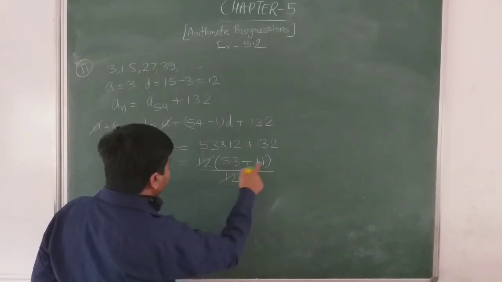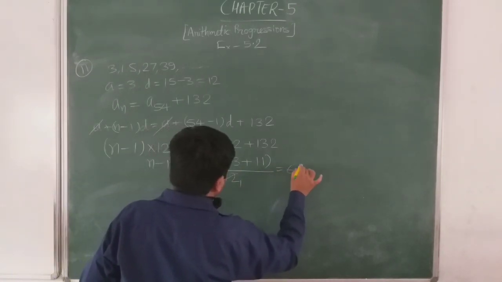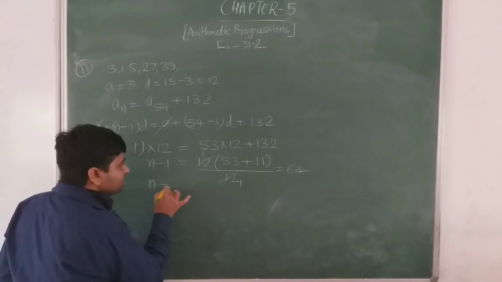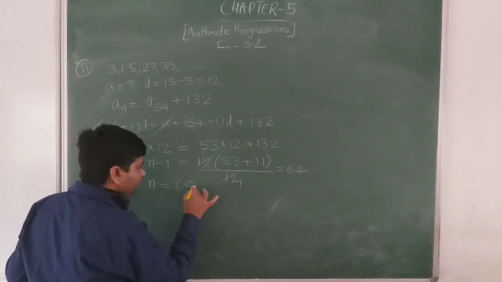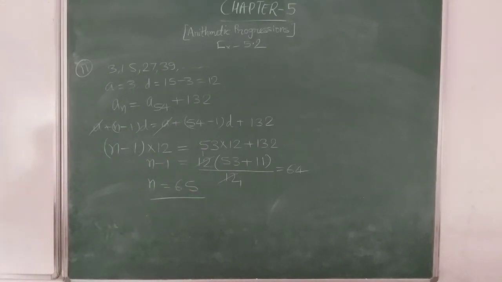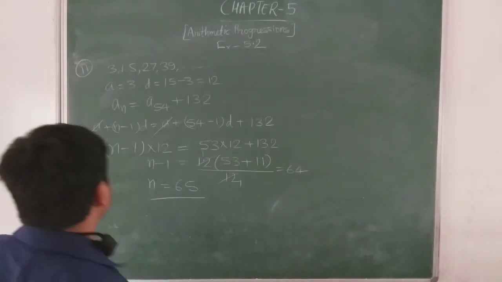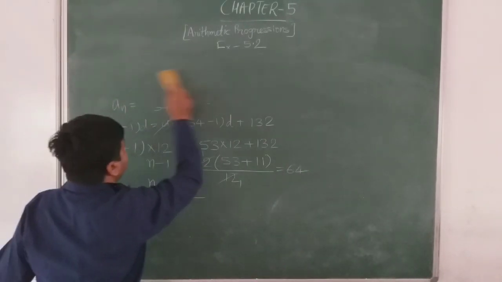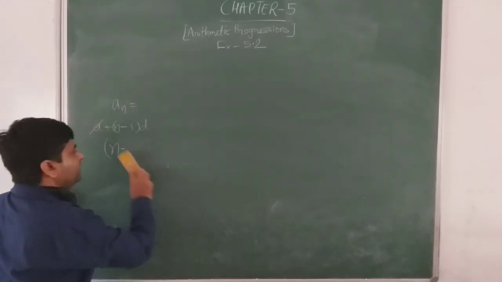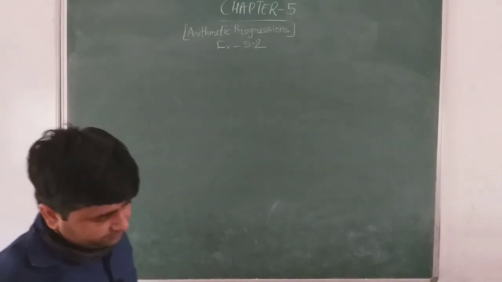Clear? Now what is left? 53 plus 11, that is 64. So n equals to 64 plus 1, that will be 65. Now we get n equals to 65. Means 65th term होगी जो 132 ज़्यादा है 54th term से. Now next question, that is question number 12.